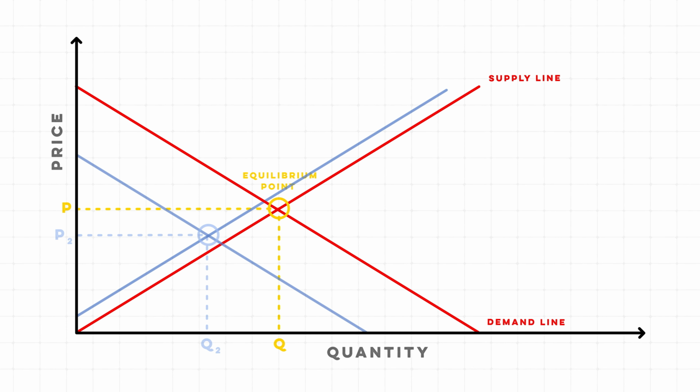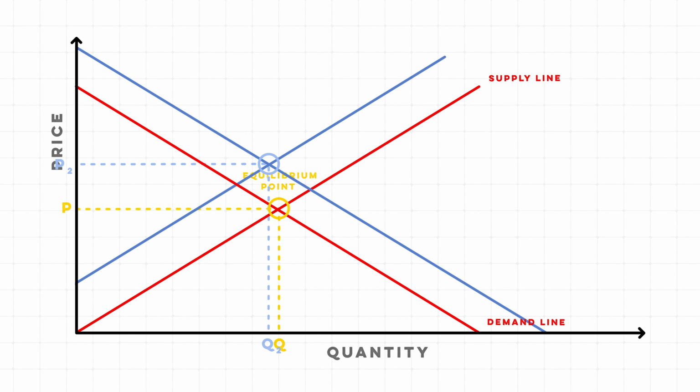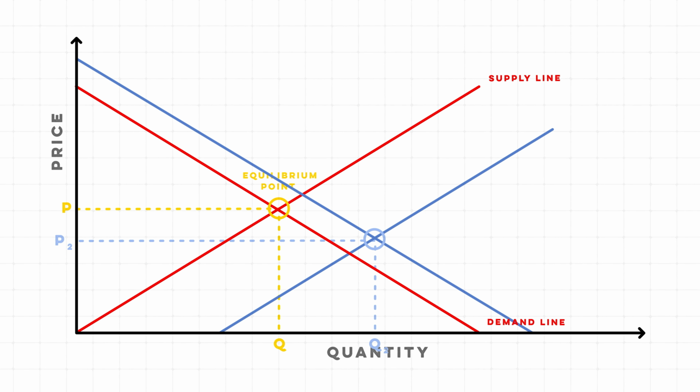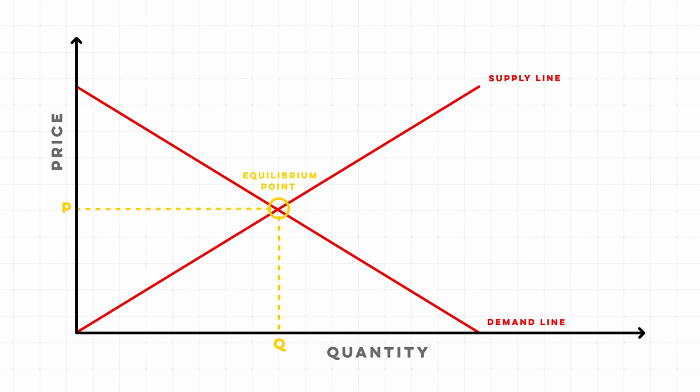Both lines can shift at the same time in different directions. This will have varying effects on the equilibrium price depending on the magnitude and the direction of the shift.